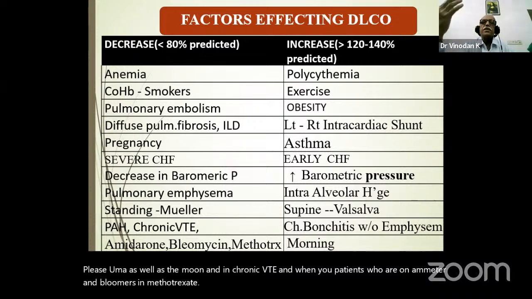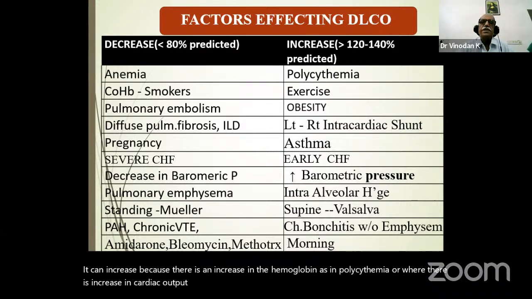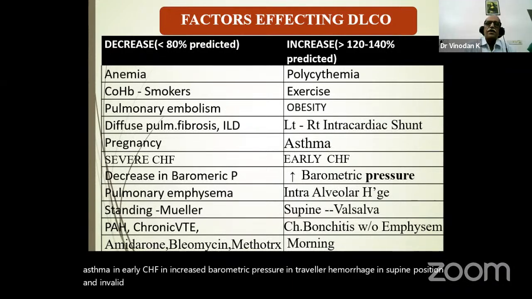It can increase because there is an increase in hemoglobin, as in polycythemia, or where there is an increase in cardiac output, as in exercise, in obesity, when you have a left to right intracardiac shunt, in asthma, in early CHF, in increased barometric pressure, intra-alveolar hemorrhage, in supine position, and in Valsalva maneuver, and in chronic bronchitis without emphysema. And sometimes you find that it is increased in the morning and decreased in the evening.